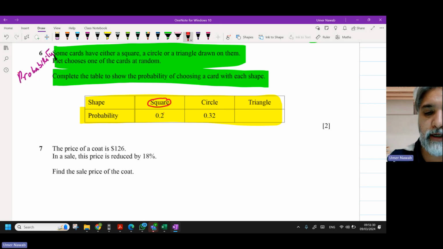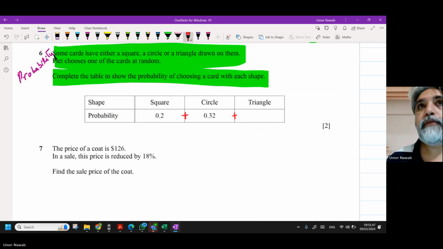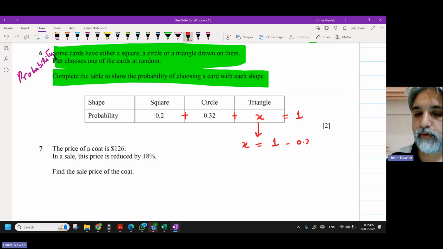Square's probability is 0.2, circle's probability is 0.32, and he didn't give the probability of triangle. As we know, when we talk about probability, the total probability is always equal to 1. Clear? So the sum of all these three should be equal to 1. I can easily get this x. It is equal to 1 minus 0.2 or minus 0.32. If I take the brackets, then I have to put a plus sign here.